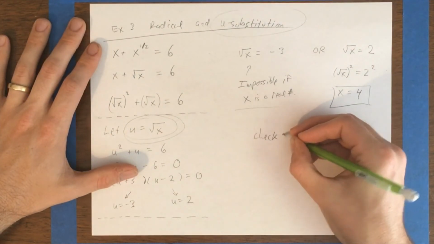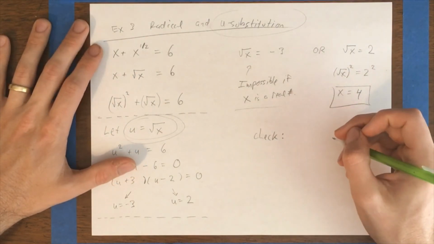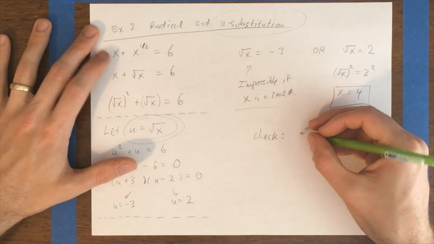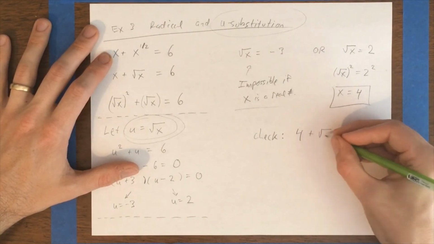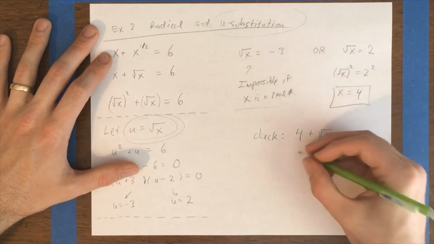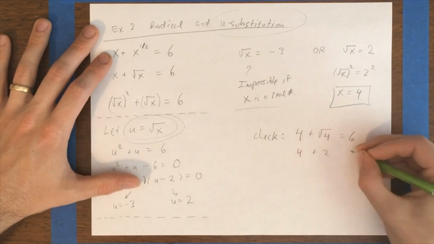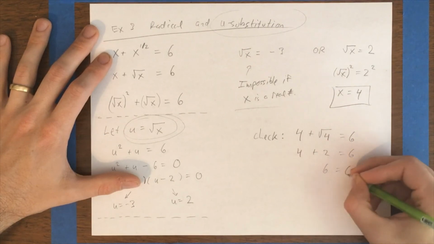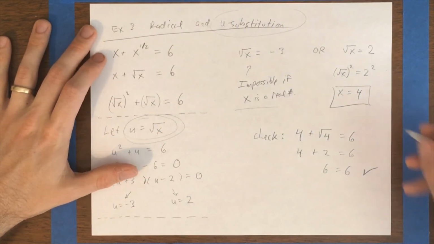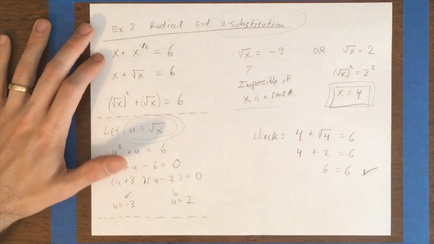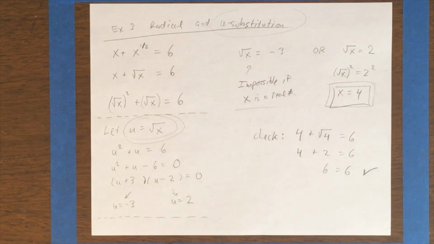Like before, we better check to make sure we don't have any problems. We can stick it back into the original equation: 4 plus the square root of 4 equals 6. Is that true? Well, the square root of 4 is 2, and yes, 6 equals 6. So there we go. 4 is the only solution to that equation, and we got there by using this U substitution strategy.